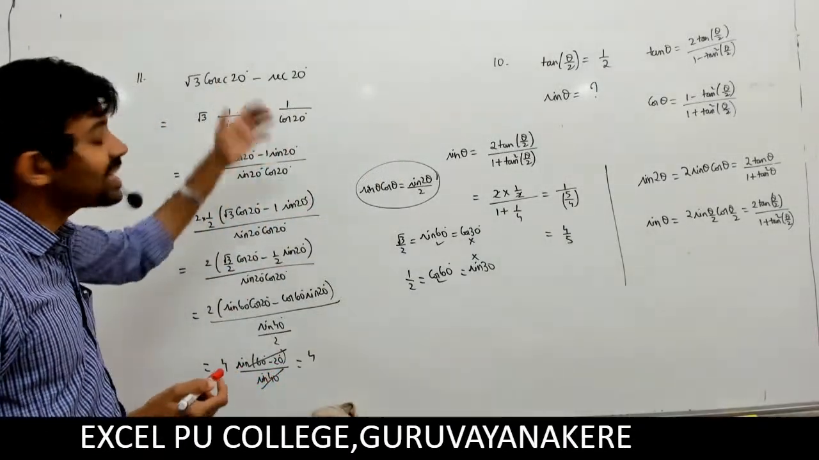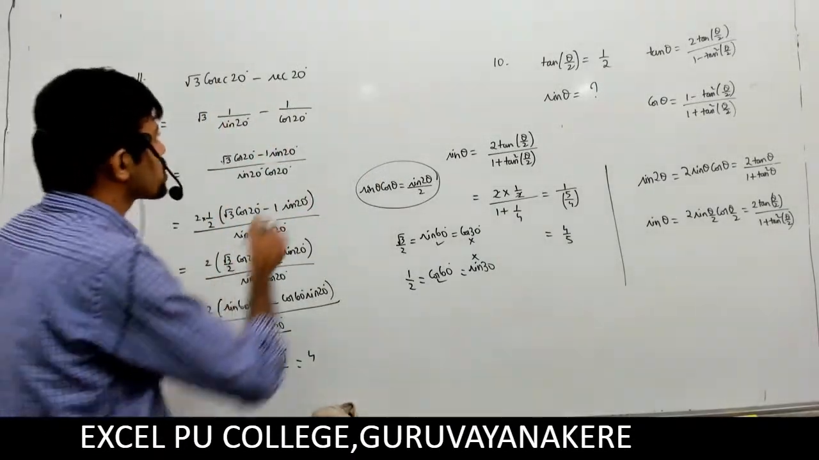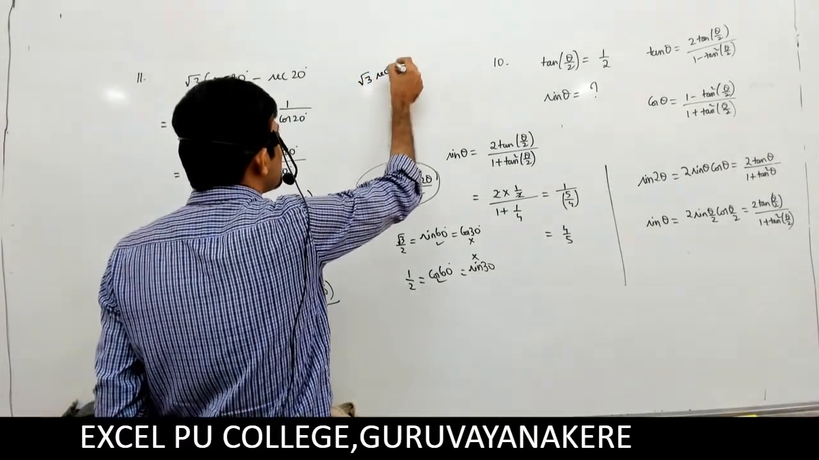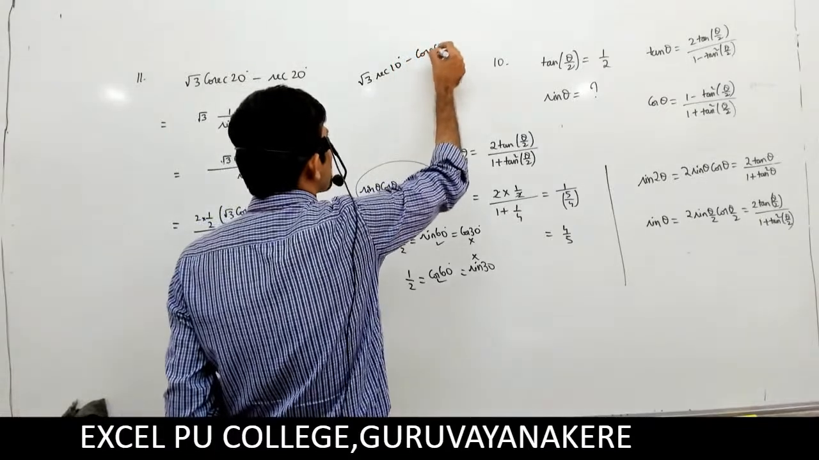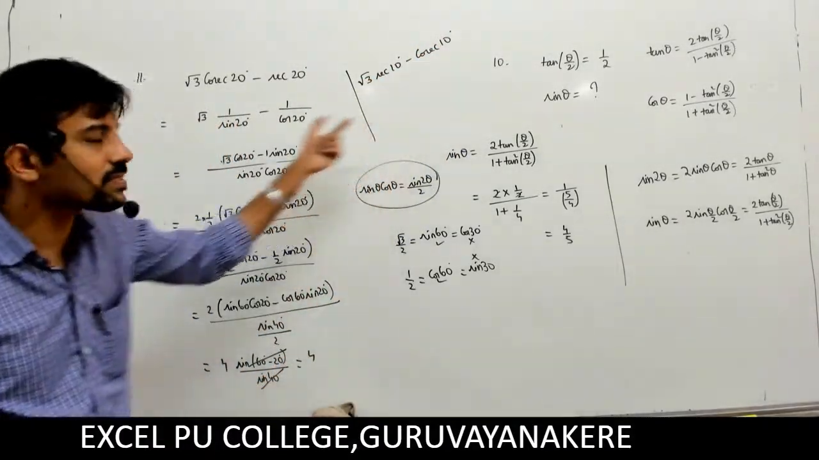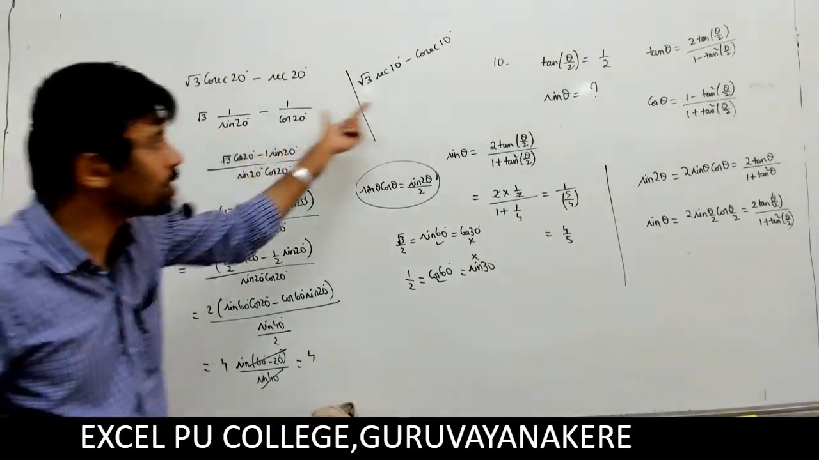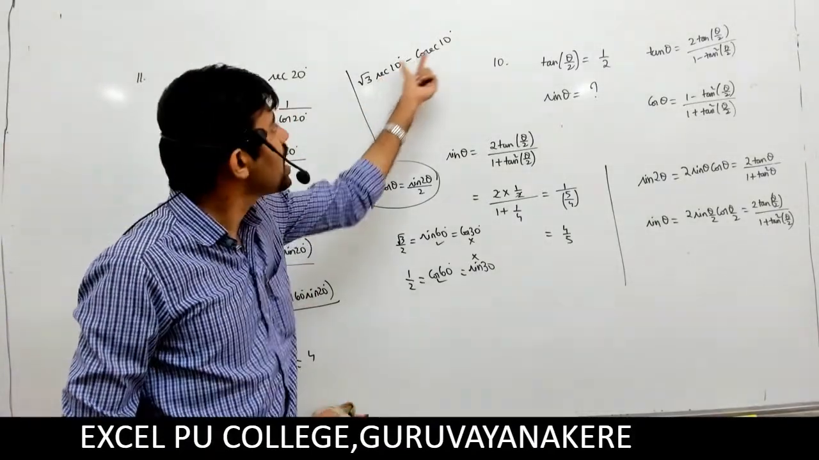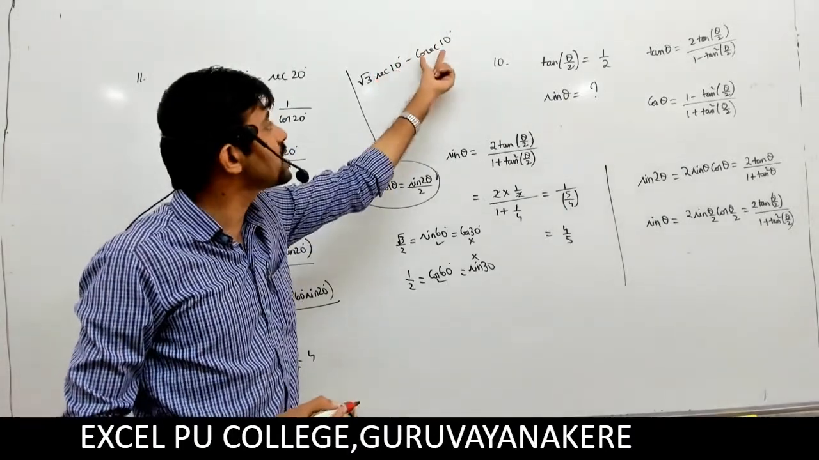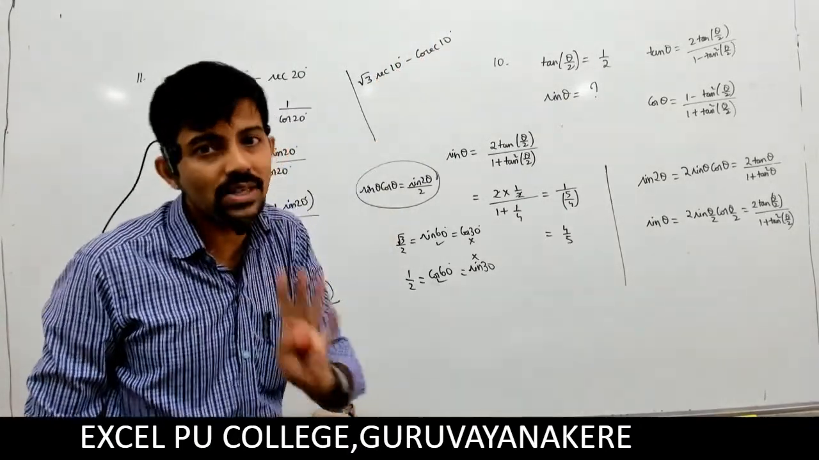They can ask in terms of 10 degree also. One more question I'll give similar to this to practice: root 3 secant 10 degree minus cosecant 10 degree. Here also, what do we do? Start with the basics, the same way you did this problem. Secant is 1 by cos and cosec is 1 by sin. Take the LCM and go on simplifying.